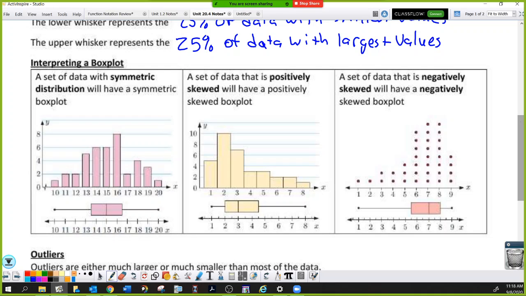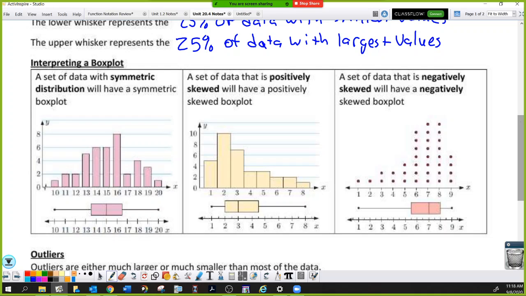So this first one is a set of data with roughly symmetric distribution. So if you look at this box plot, you can see that it's roughly symmetric as well. This one, the next one, it peaks to the left, so this would be positively skewed. And look at this box plot.